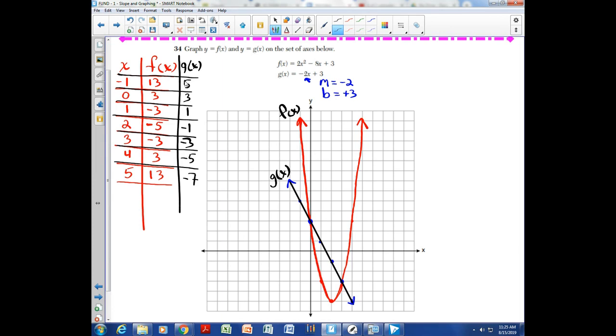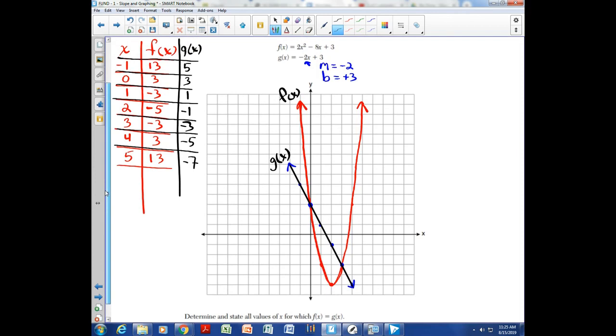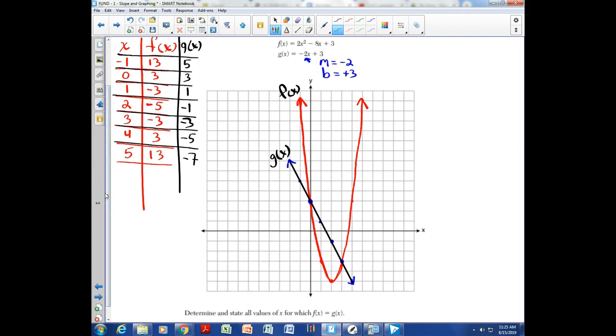Okay, so we have both of our functions graphed. We finished the first part of this problem, but on the bottom we see there's another question, so we have to be very careful. So determine and state all values of x for which f of x is equal to g of x.